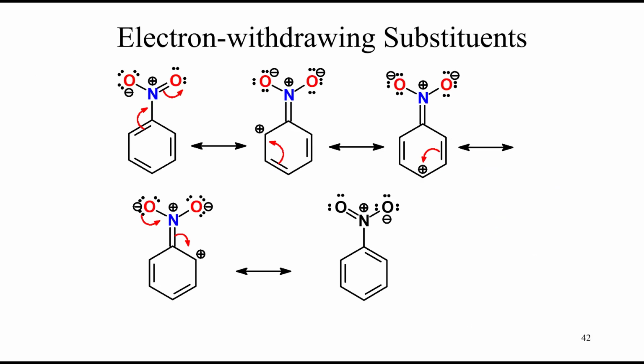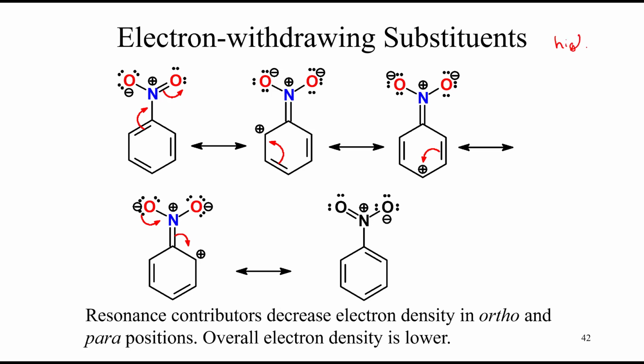Now let's look at an electron withdrawing substituent. Now a nitro group is an electron withdrawing substituent, and there are two general features that we see in electron withdrawing or deactivating substituents. And those features are high electronegativity, and pi bonds on the atom attached to the ring.